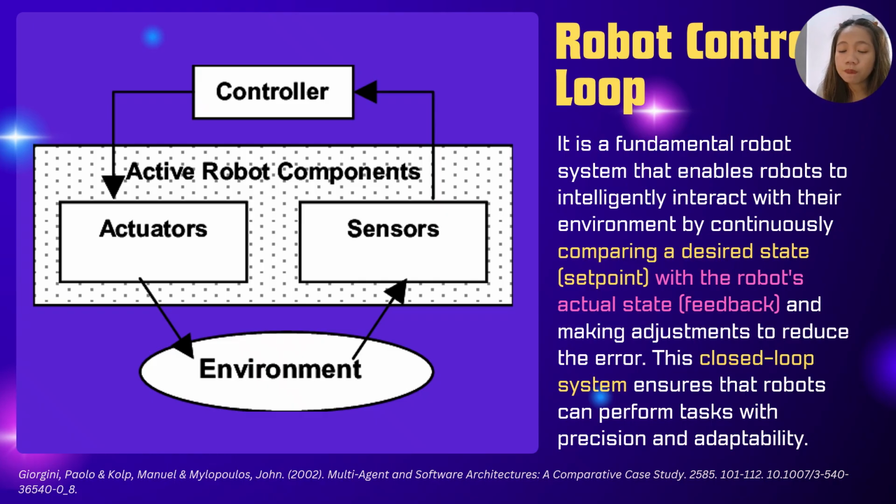Now, it is a closed loop to ensure that the robots can perform tasks with precision and adaptability. That means as much as possible, your program has to be definitive. If you are familiar with the if statement, for example, if you see the color red, turn left. Otherwise, go straight. So you have to define what the robot should do. There should be no question. Otherwise, the program will not work. There should be no blanks in the programming to make a closed loop.